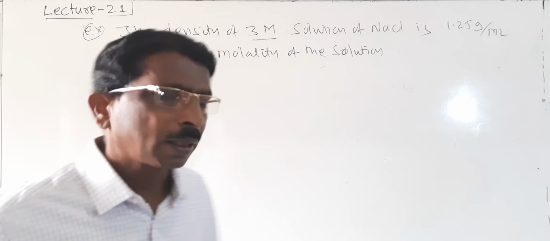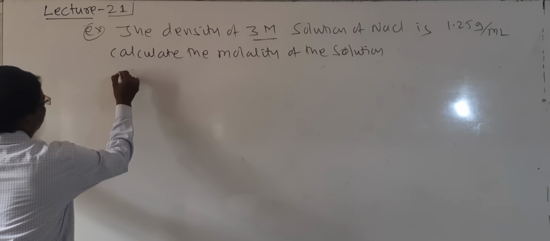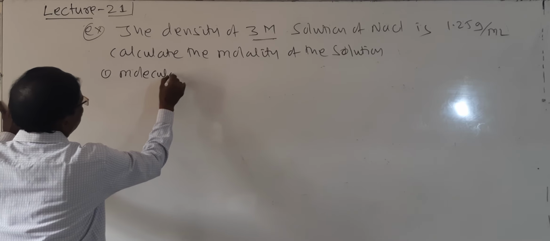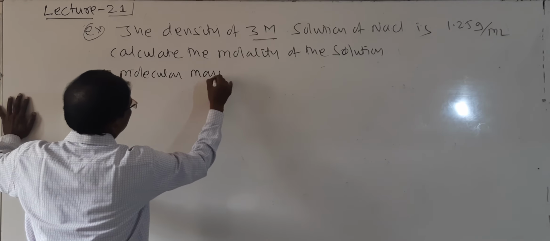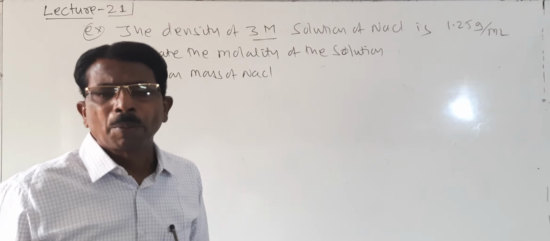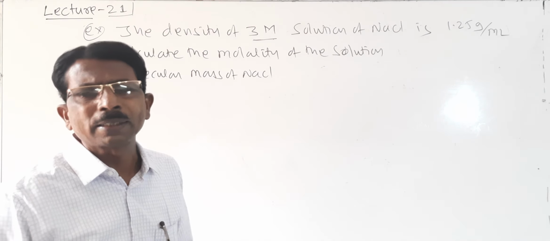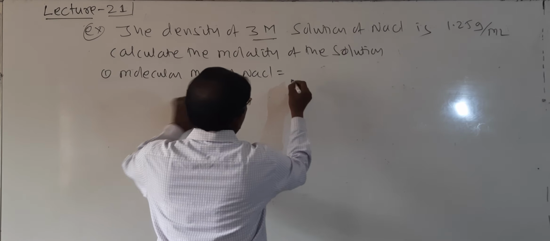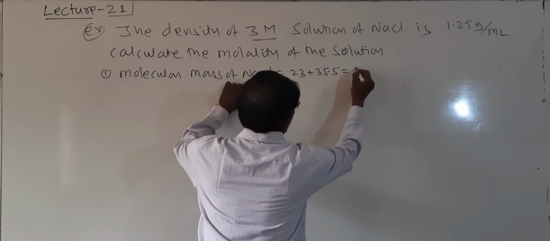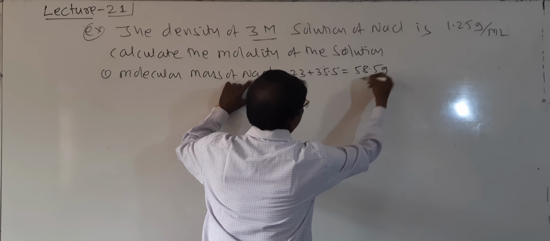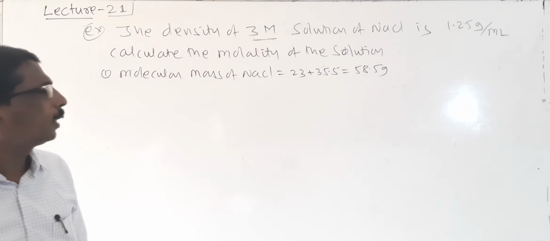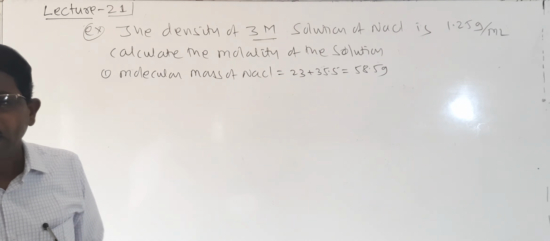Look here, first, molar mass of NaCl. Number one, molecular mass or molar mass of NaCl. Both are molar mass or molecular mass. Molar mass means gram per mole, and here it is in gram. NaCl is equal to, look here, sodium 23 plus 35.5 is equal to 58.5.